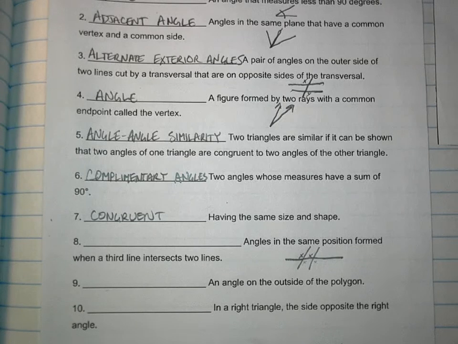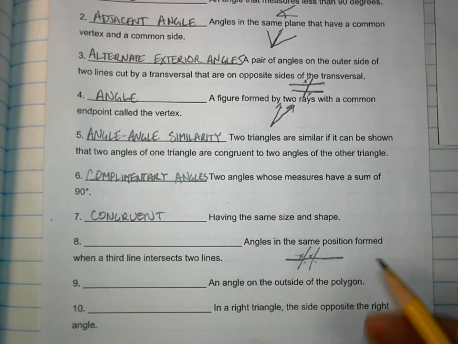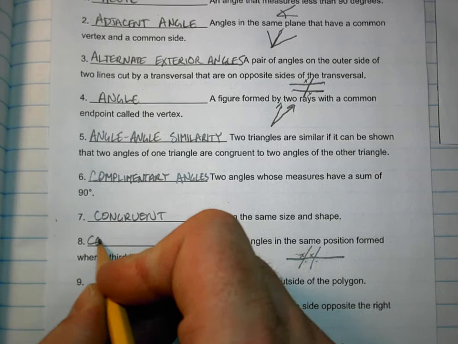Corresponding angles are on the same side of the line in the same position. These are corresponding because if they're parallel lines, these angles are exactly the same. They look the same, they're in the same position, they have the same degrees. So we call them corresponding.